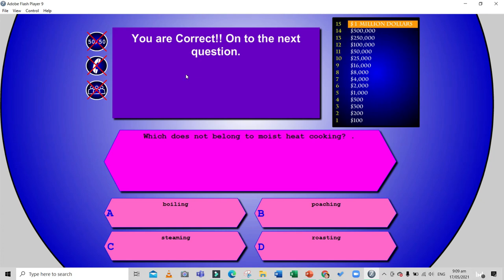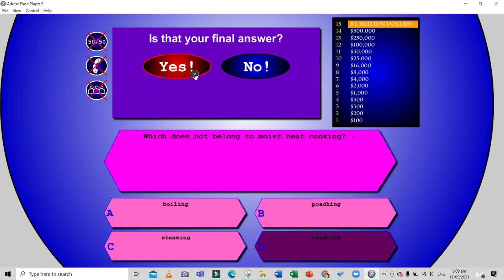Okay, the last question for $1 million. Which does not belong to moist heat cooking? Is it A. Boiling, B. Poaching, C. Steaming, D. Roasting? Okay, the answer is D. Let's check.